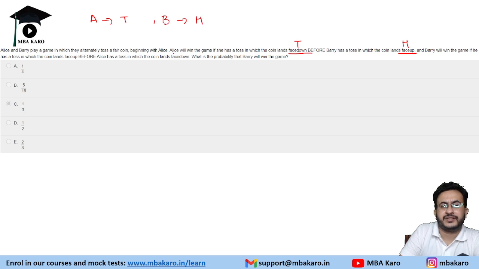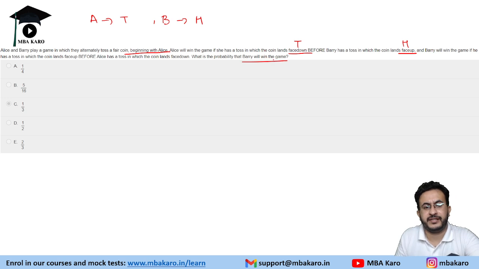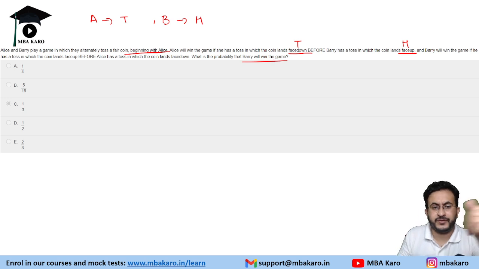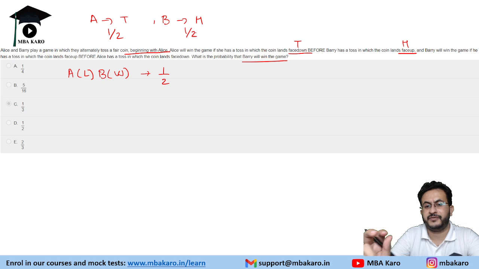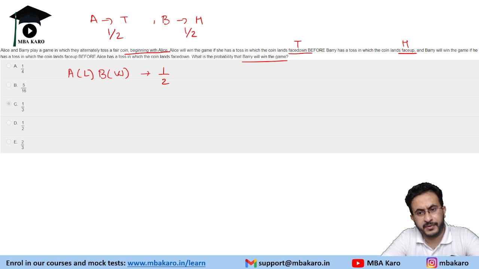Okay, so Alice starts the game. We need to find the probability that Barry will win the game. First of all, if Barry has to win the game, Alice should lose the game. Alice should get head and then Barry should win the game. So what is the probability of Alice losing the game? Alice losing the game is 1 by 2. For both of them, the probability of getting head or tail is 1 by 2, so winning probability is also 1 by 2, and losing probability is also 1 by 2. So Alice losing probability is 1 by 2, and Barry winning probability is 1 by 2.